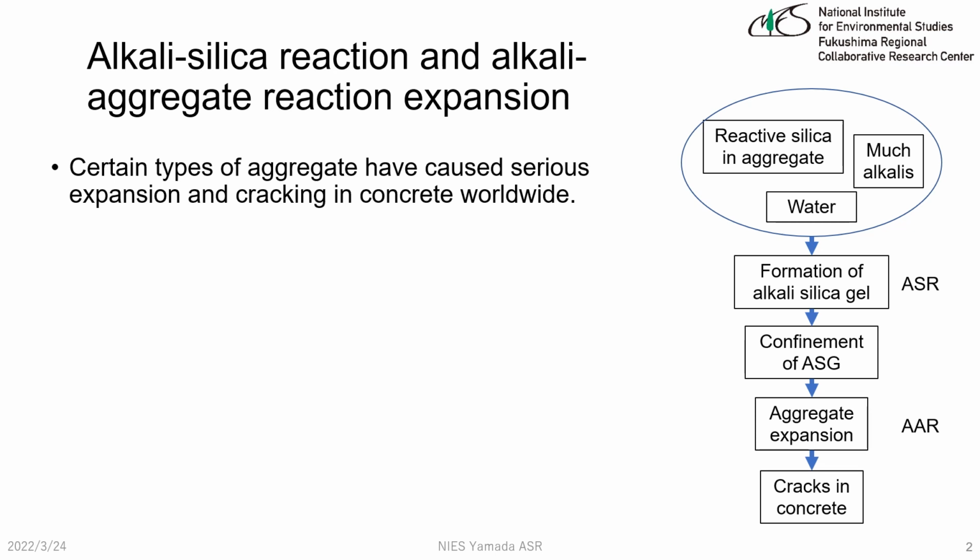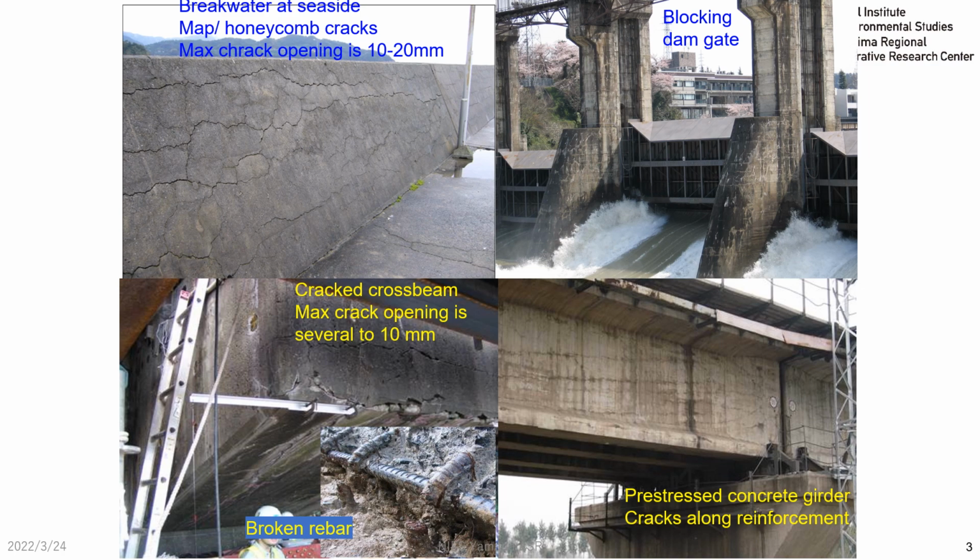Certain types of aggregate have caused serious expansion and cracking in concrete worldwide. These pictures show typical examples of alkali aggregate reaction damages. In serious cases, reinforcement can be broken by the expansion of concrete.